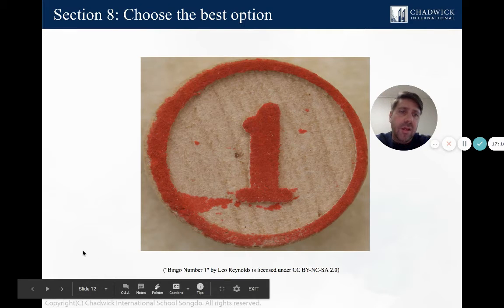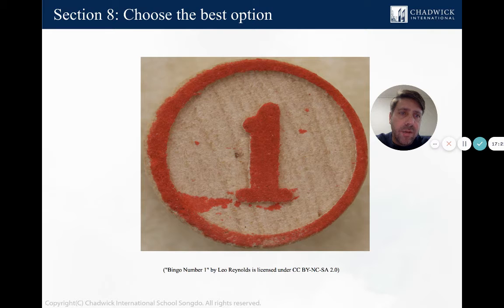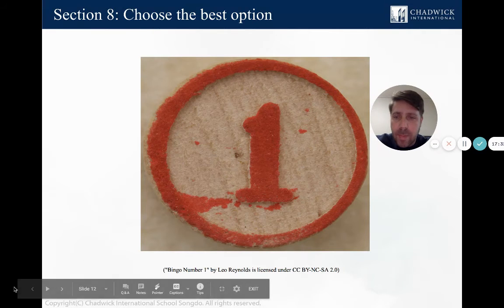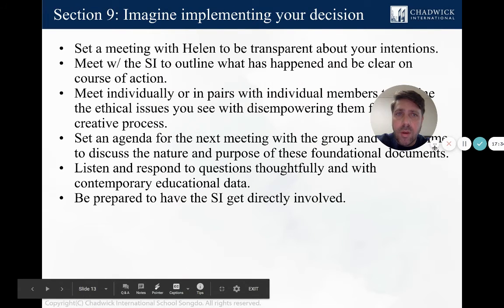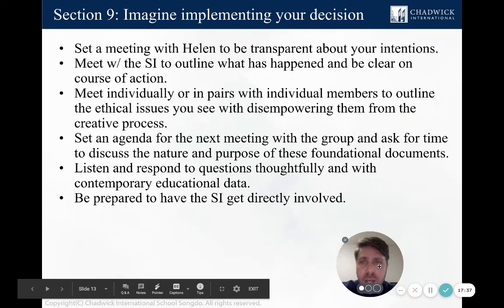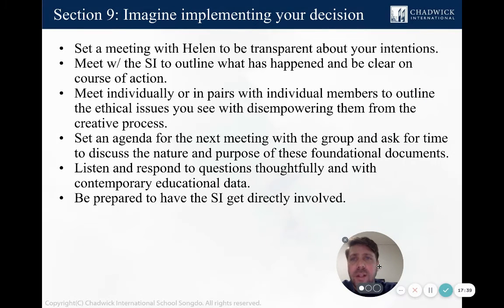So again, I would say the best option here would probably be to be transparent, to talk individually with people, and then try to set an agenda whereby we revisit this in a week's time. So again, this is how I would imagine implementing the decision. Set a meeting with Helen first to be transparent about your intentions, so that she doesn't feel as though you've gone behind her back.